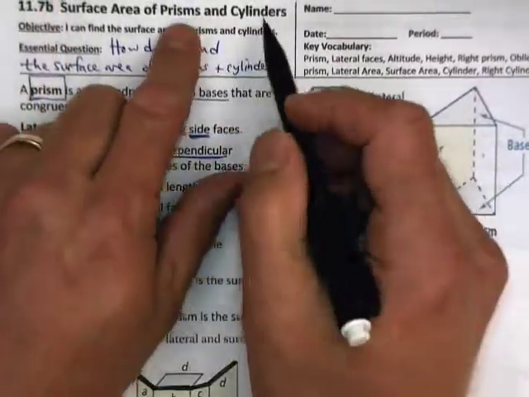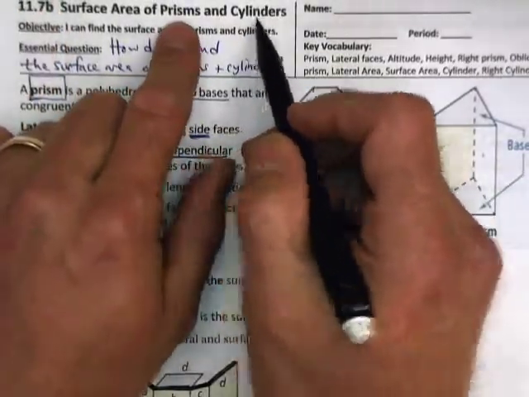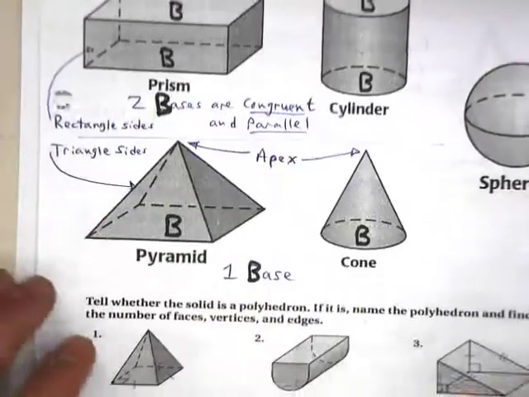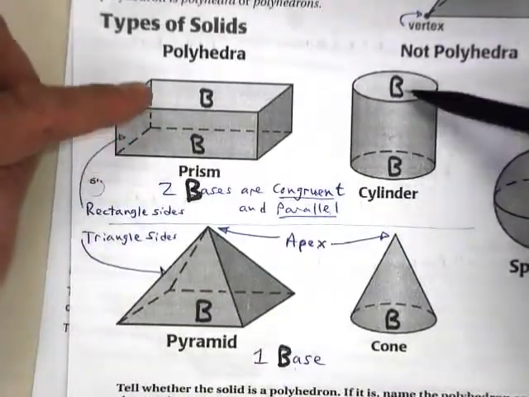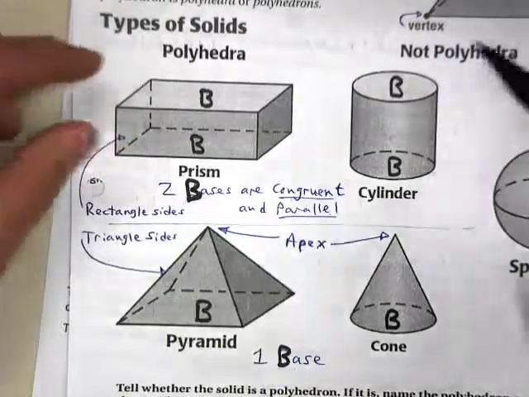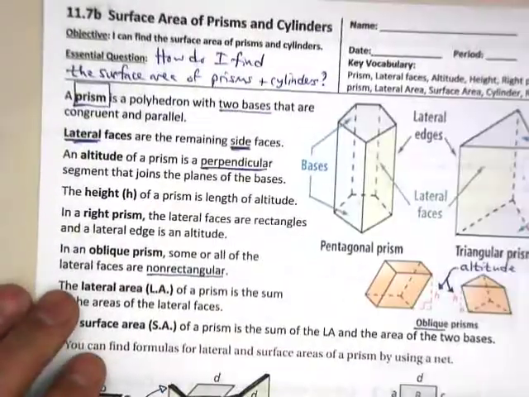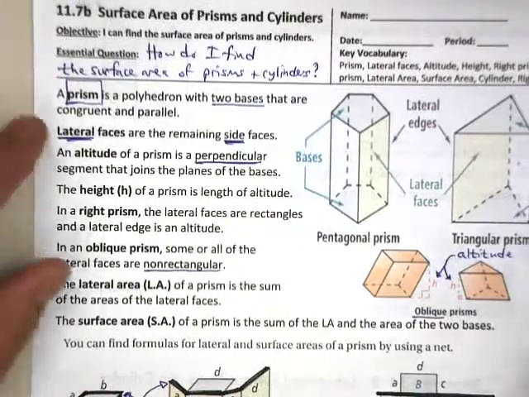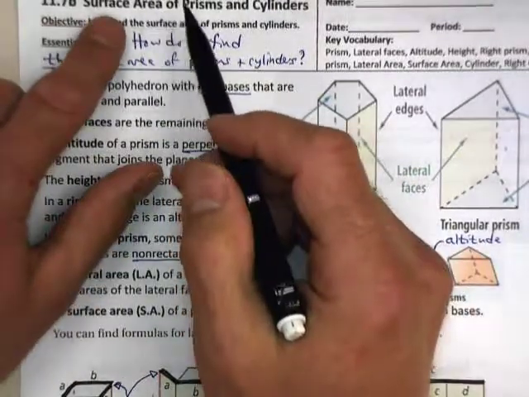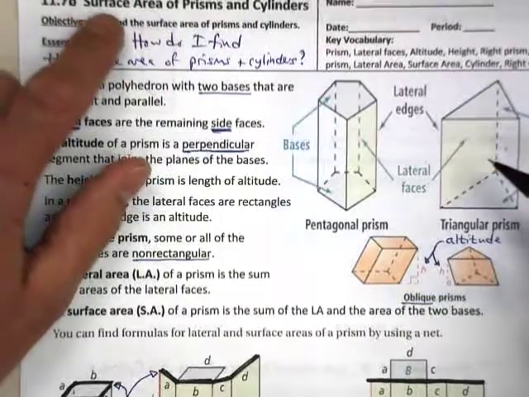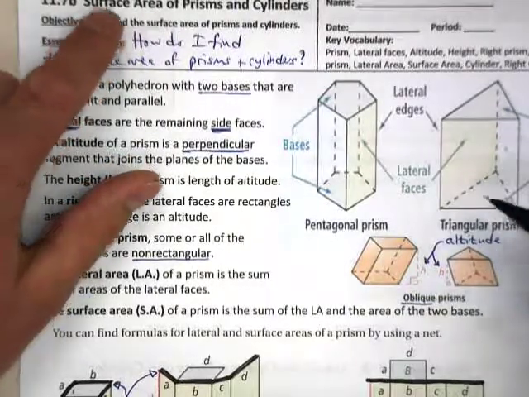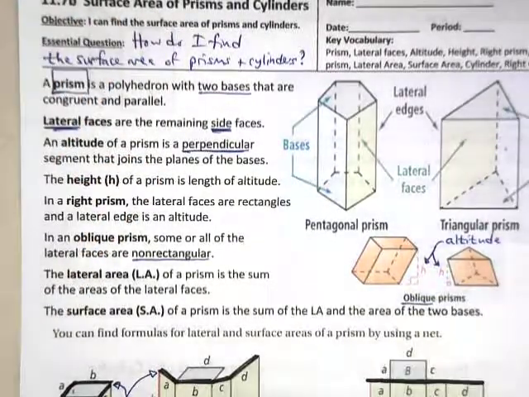So why are we looking at prisms and cylinders, first of all? Well, because both prisms and cylinders, as you will remember, both of them have two bases. So those are the easiest ones for us to do. And we have looked at volume of these solids, but now we're looking at surface areas of these solids.